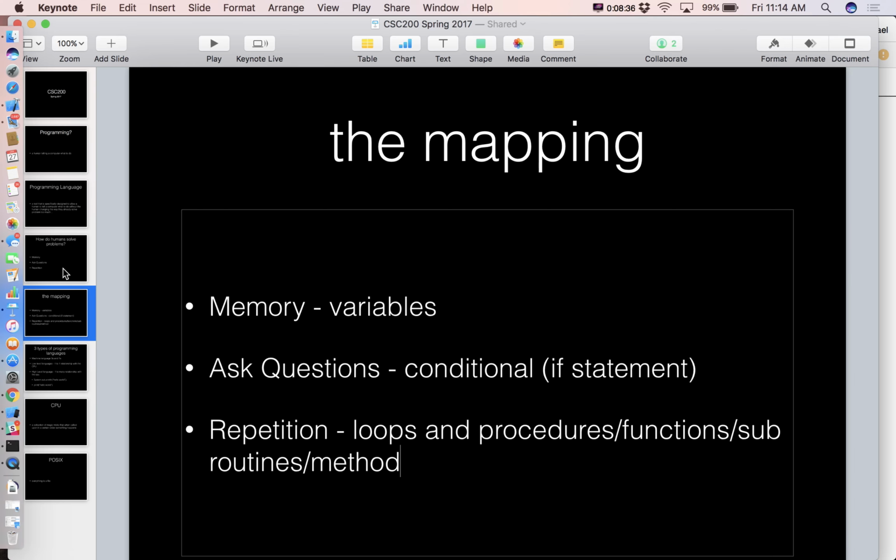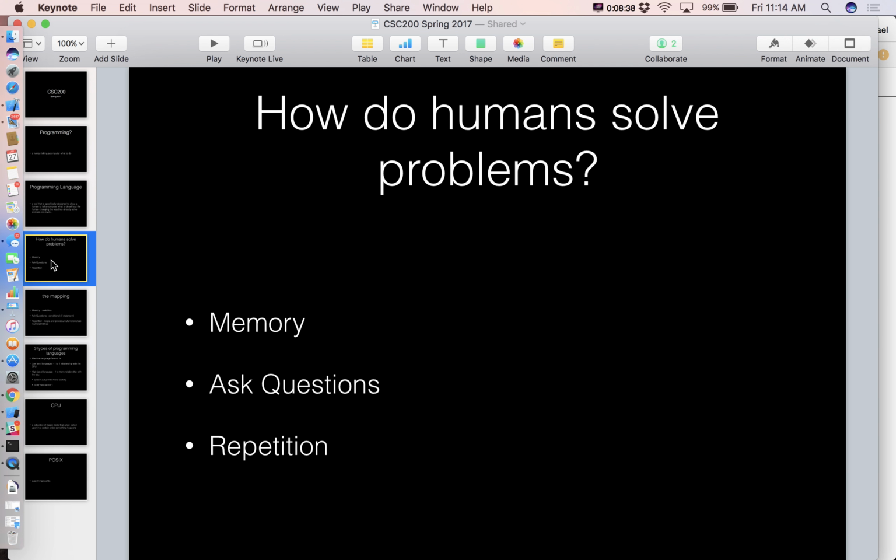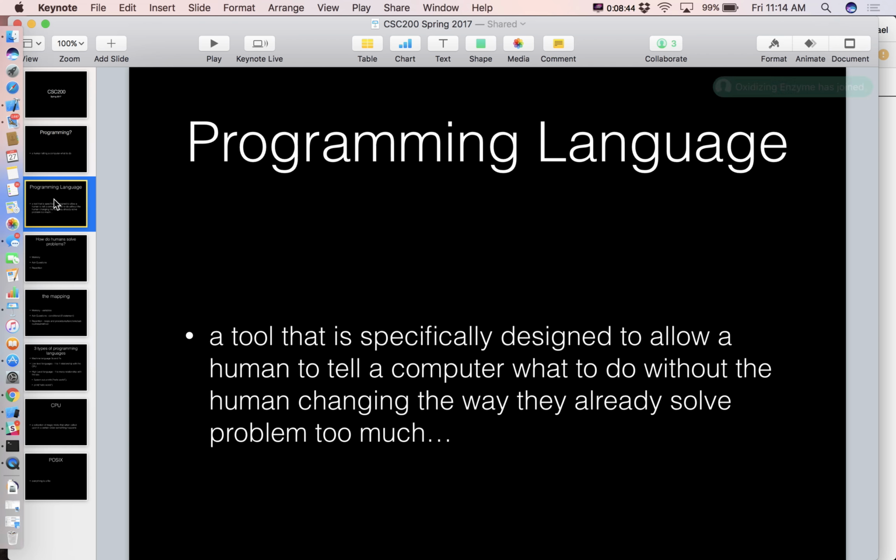All right, so these are two pretty important slides, kind of connecting the dots between how human beings solve problems and how programming languages attempt to provide us a power tool that allows us to solve problems, tell a computer what to do without changing the way we already think about solving problems too much. Make some sense? All right.